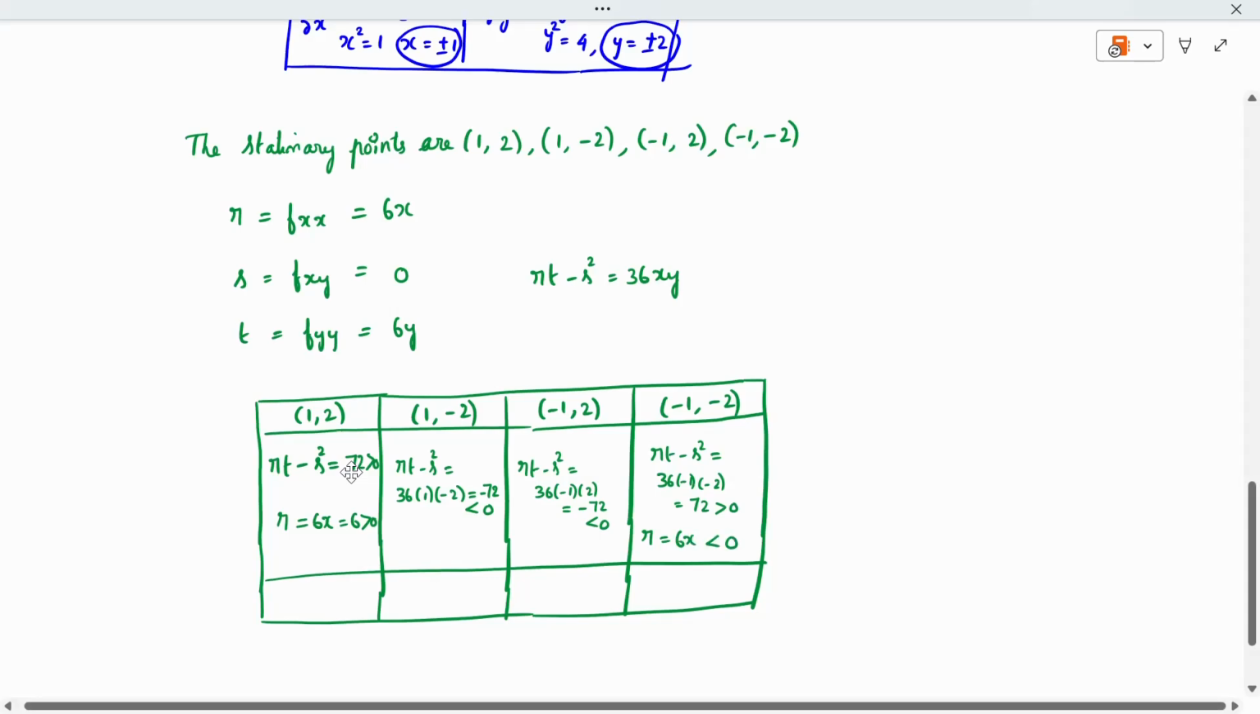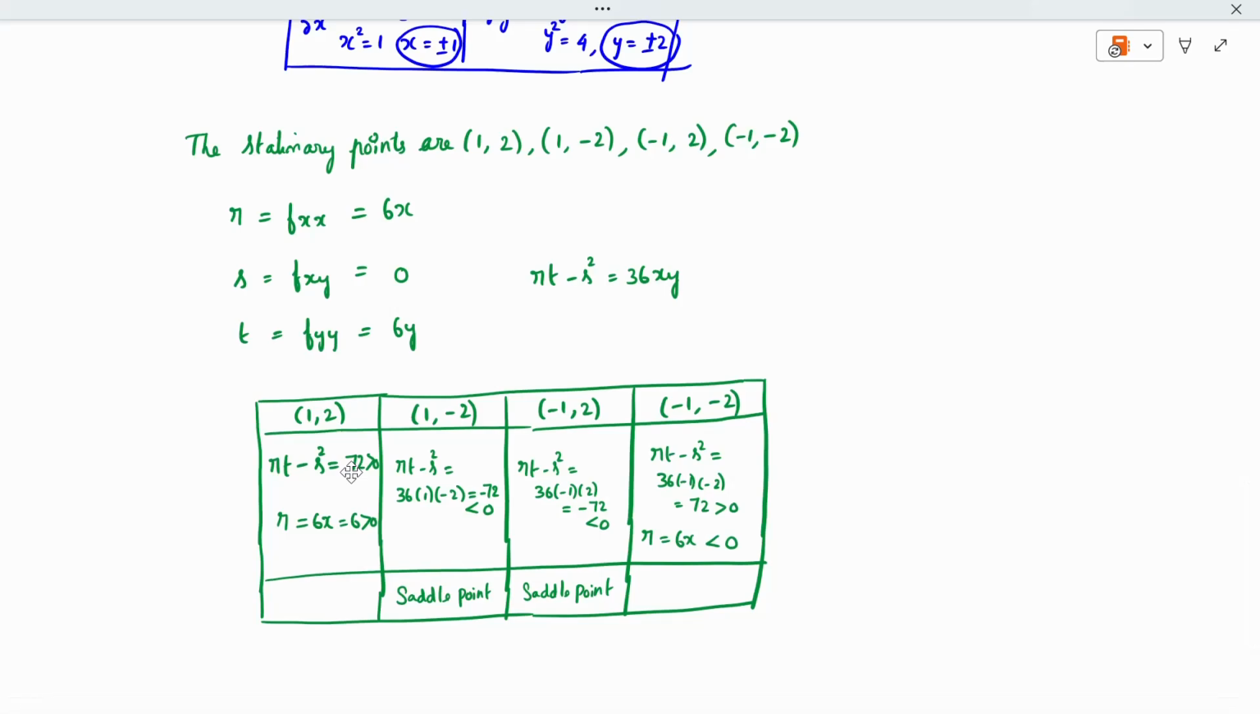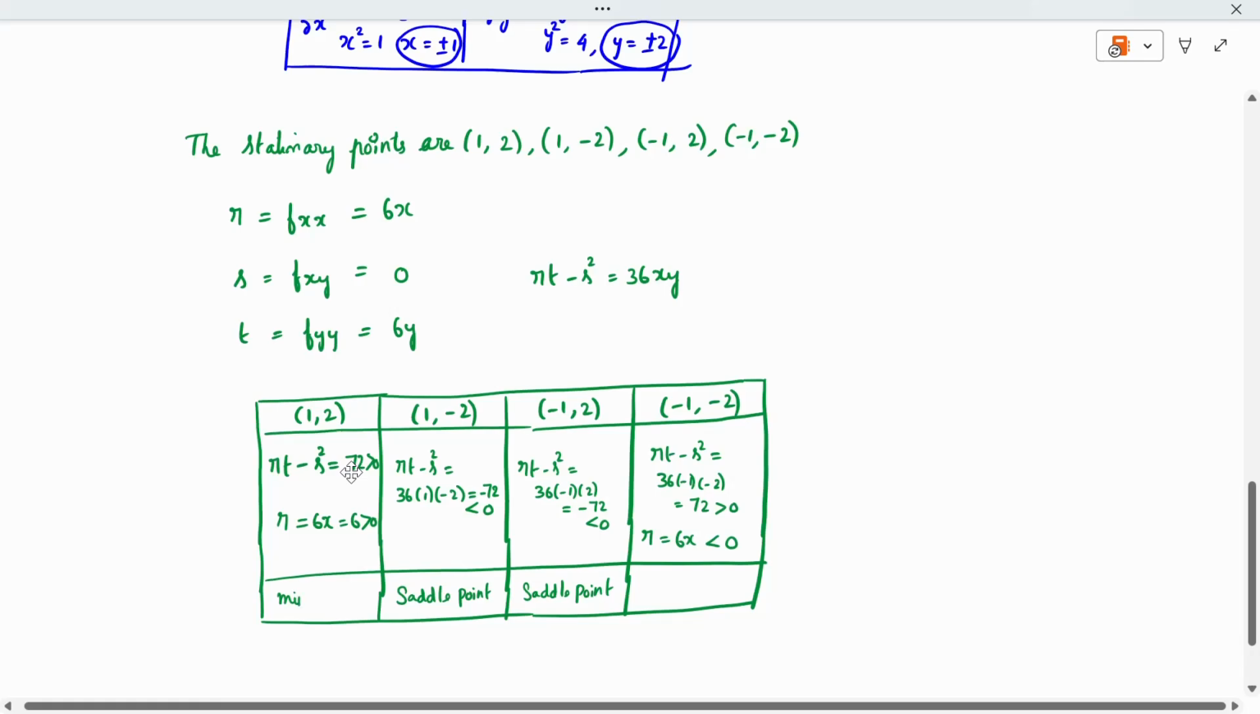Okay, so what is our condition? When rt minus s squared is less than 0, it's a saddle point. Here itself you can write the conclusion: it's a saddle point. Both are saddle points. But in this, when rt minus s squared is greater, I have to check with r. When r is greater than 0, the greater symbol means minimum point. Here r is less than 0, so it means maximum point.